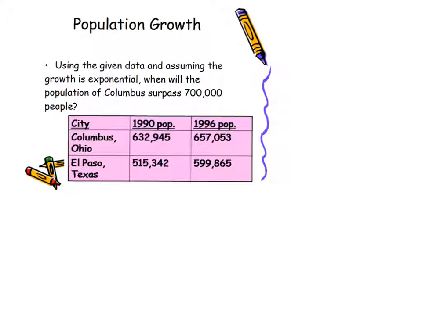Here we have an example of some populations of a couple different cities. This particular example, we are only looking at Columbus, but you have some sort of a problem on your homework that deals with the El Paso data. So we're going to ignore that. Let's look at Columbus.